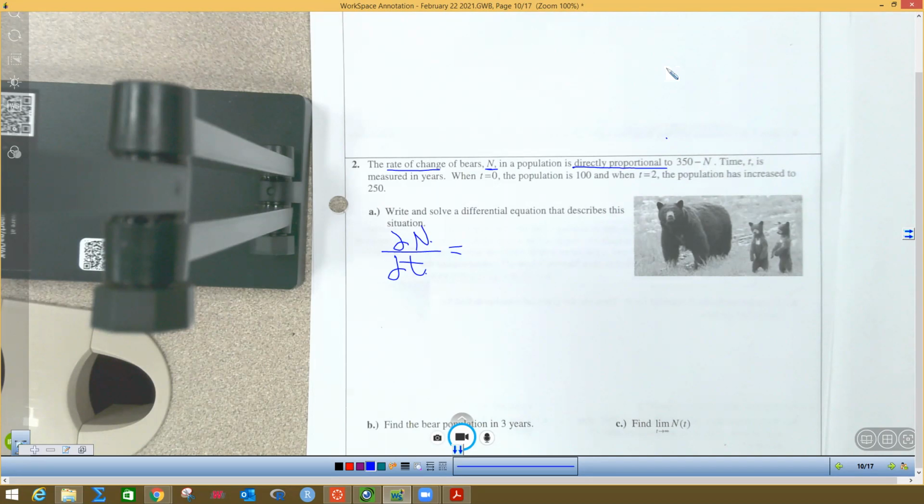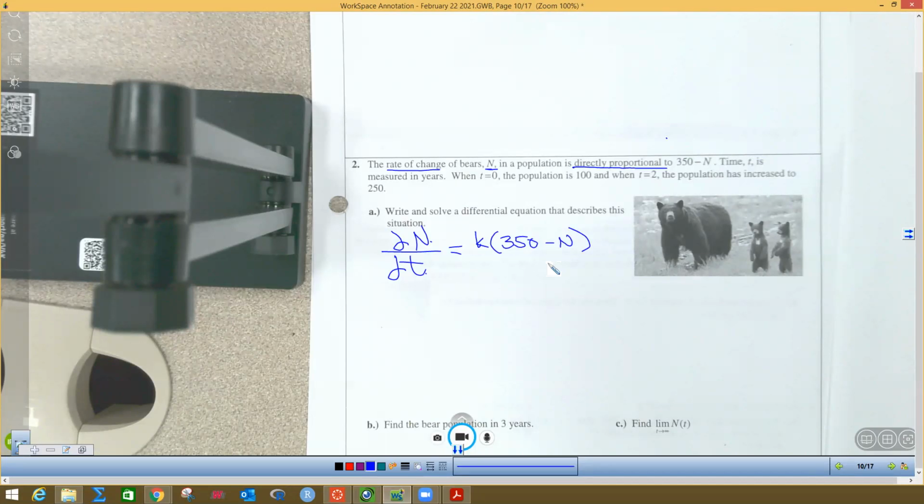What do you have to put in there from the first part of the notes in this section? A k, some proportionality constant. The notes we use k, so I'm going to keep it k. Other books use different letters, but that means it's going to be k times this 350 minus n. So directly proportional means it's k times that.